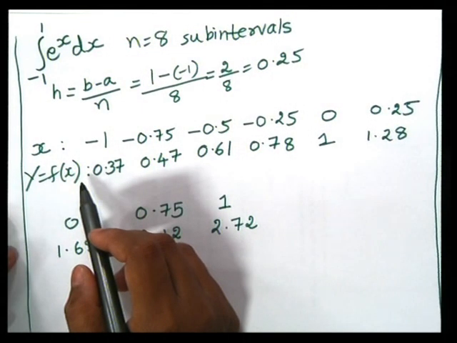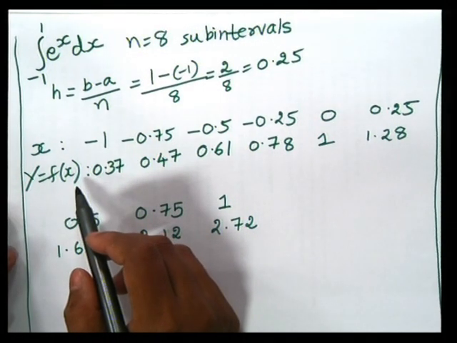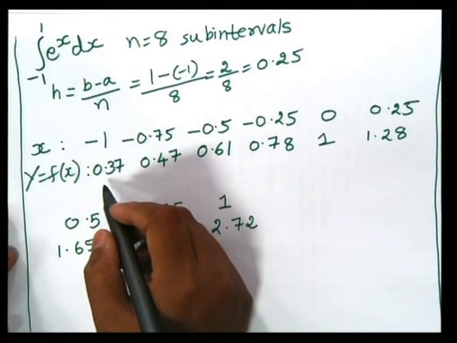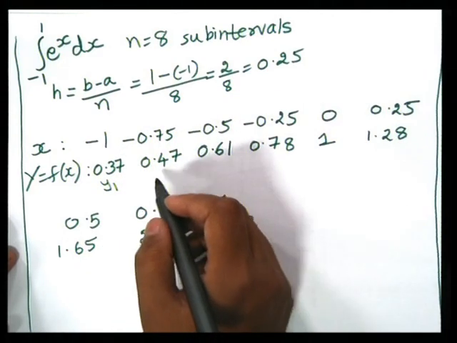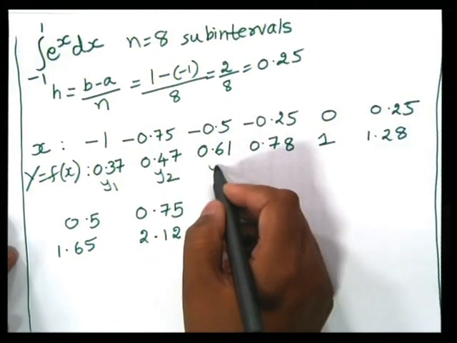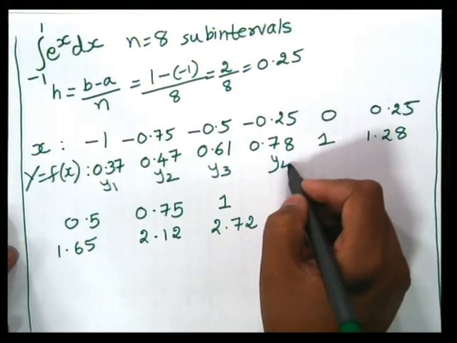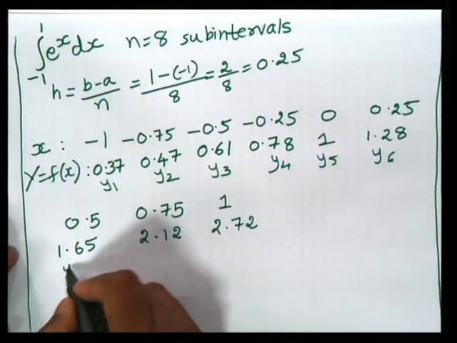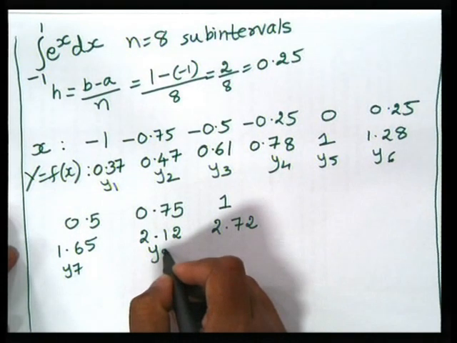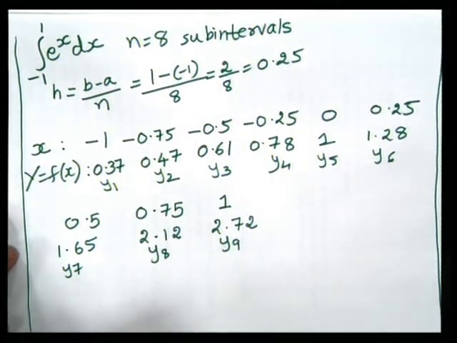So after tabulating these points, let me remind you one more time, the values of y which we have obtained: the first value I will denote by y1. The second value will be denoted by y2. This is my y3, y4, y5, y6, y7, y8 and y9. So 9 points I am having.